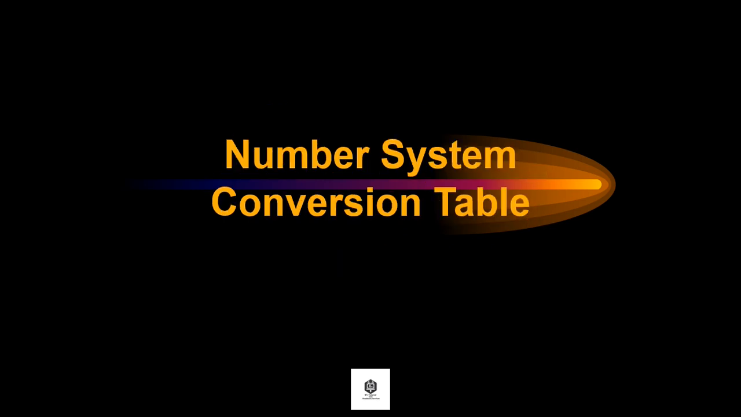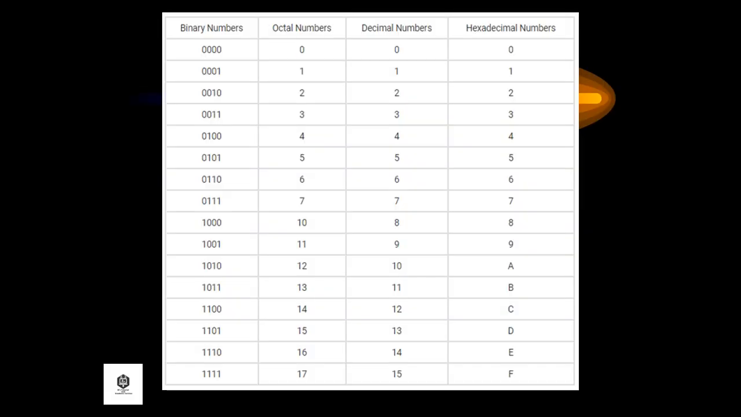Let us see the number system conversion table. So this is the number system conversion table that has binary numbers, octal numbers, decimal numbers, and hexadecimal numbers.